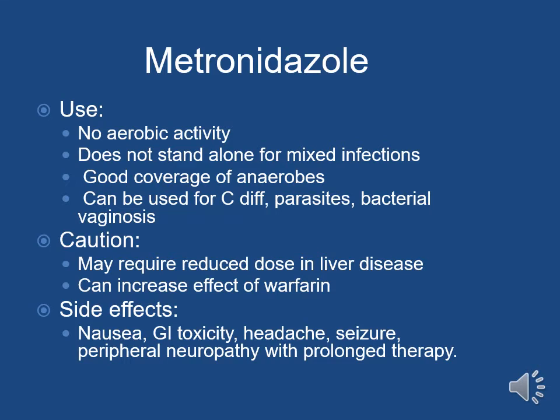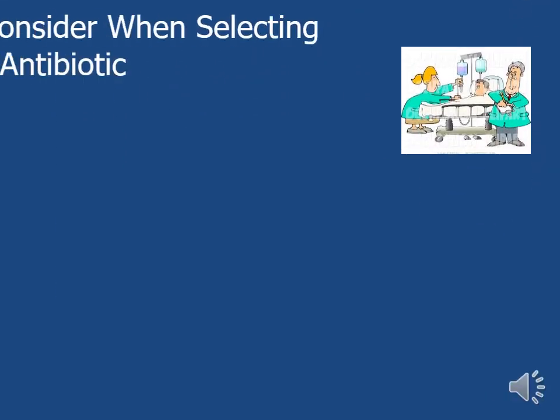For example, amoebic hepatitis and amoebiasis can be treated with 750 milligrams twice or 3 times per day, while in gastroenteritis we give 500 milligrams 3 times per day. Caution: it may require a reduced dose in liver disease and can increase the effect of warfarin. Side effects: nausea, GIT upset, seizures, and peripheral neuropathy with prolonged therapy.